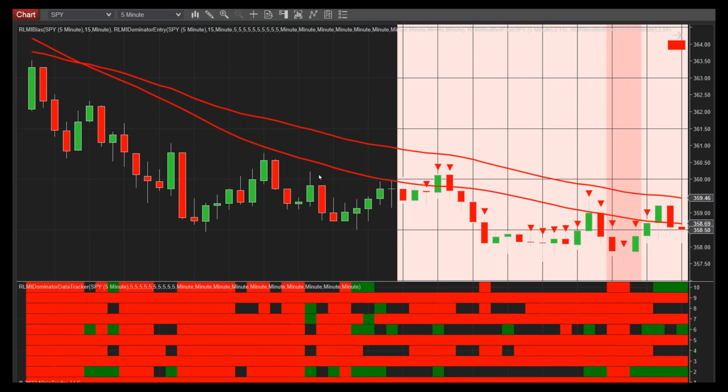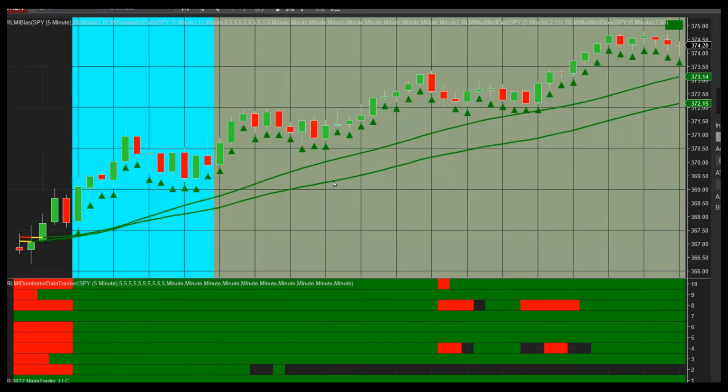Market internals can only be displayed on the Ninja. The company that produces it, called Kinetic, does not allow those to go anywhere else except to institutions or to the Ninja 8 platform. So we run it on the Ninja 8 platform, of course. Okay, and this is another one of the dominator charts.